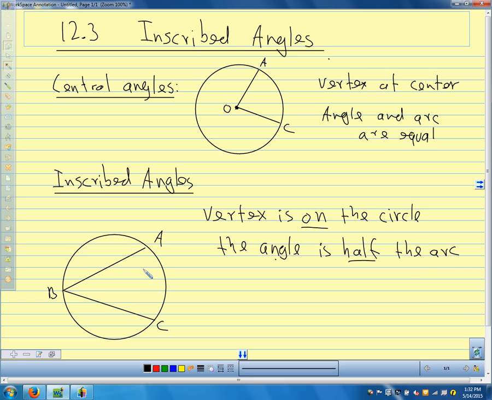And we call this arc the intercepted arc. So our vertex is here on the circle. Arc AC is the intercepted arc. And the measure of the angle is half the arc. So in symbols, we'd say the measure of angle ABC is 1/2 the measure of arc AC.